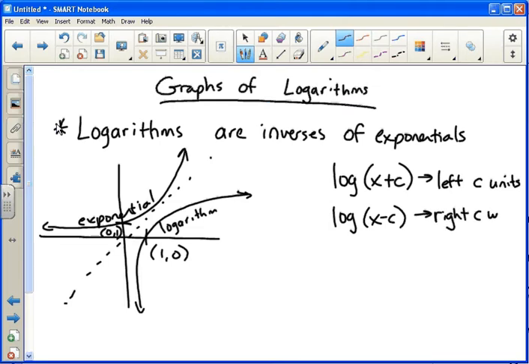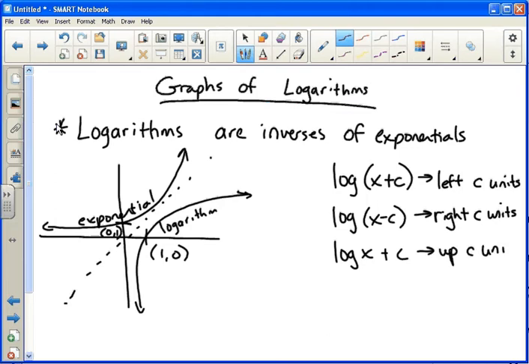So that's what happens if you add or subtract a number just to the x. Now if you do it to the entire function, notice right here there's no parentheses, so you assume that c is not inside the log. It's being added to the whole thing. And if that happens, then you're moving up c units.